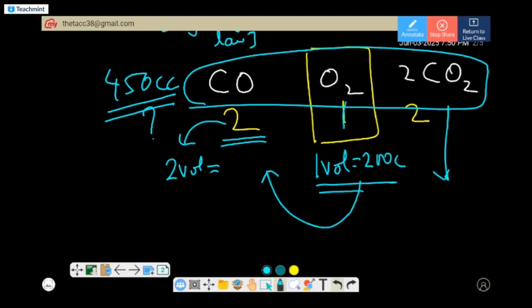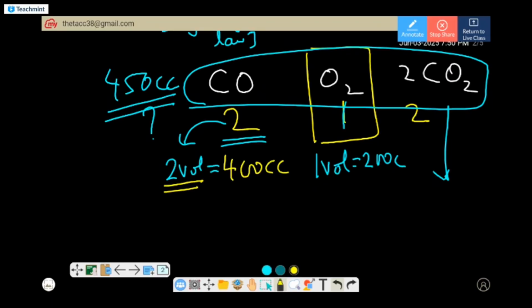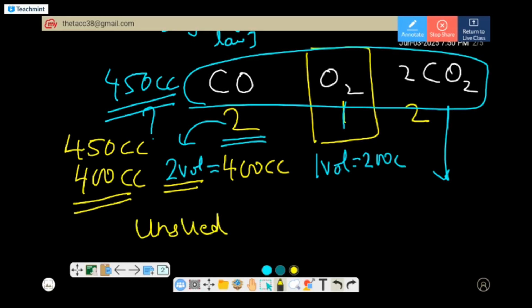Is it 400? Yes, it will be 400 cc. That means in the sample they have given 450 cc, but only 400 cc will be used in the combustion process. How much is extra? 50 cc. Correct. So there will be some unused, or you can always write unreacted or unused carbon monoxide. These are the terms you can use.